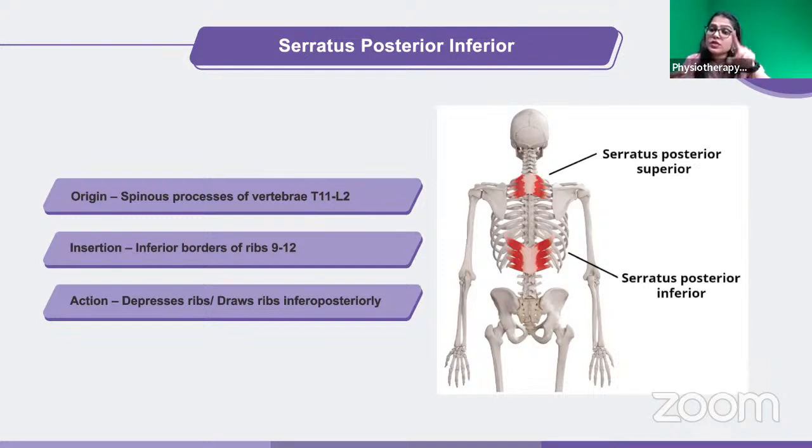But serratus posterior superior's orientation was downwards like this. So when it contracted, it elevated the rib. So the action of serratus posterior superior and inferior is opposite. When the upper part contracts, it will elevate the rib. When the lower part contracts, it will depress the ribs. Okay.